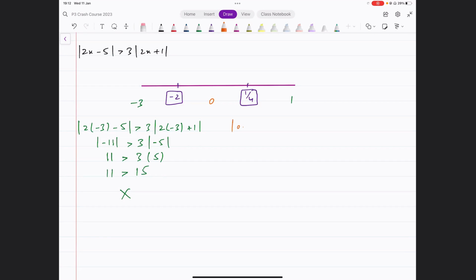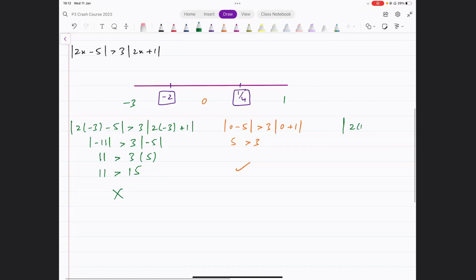Let's try 0 now, the number in the middle. 0 try karenge, we get modulus of 0 minus 5. That's greater than 3 into modulus of 0 plus 1. And that gives us minus 5 ka modulus, which is 5. On the right side, you got 3 into 1, which is just 3. This region is correct. Let's try the region on the right side.